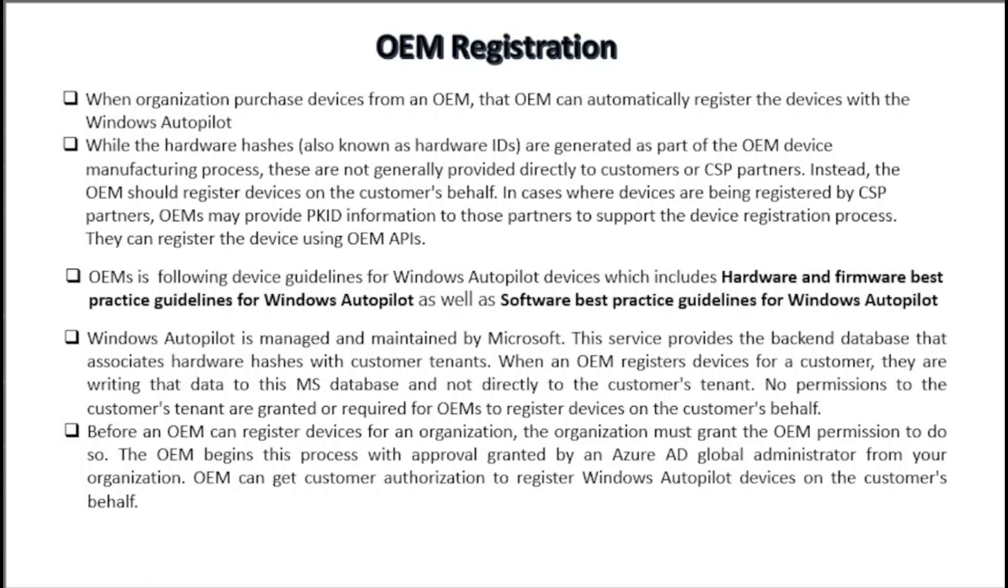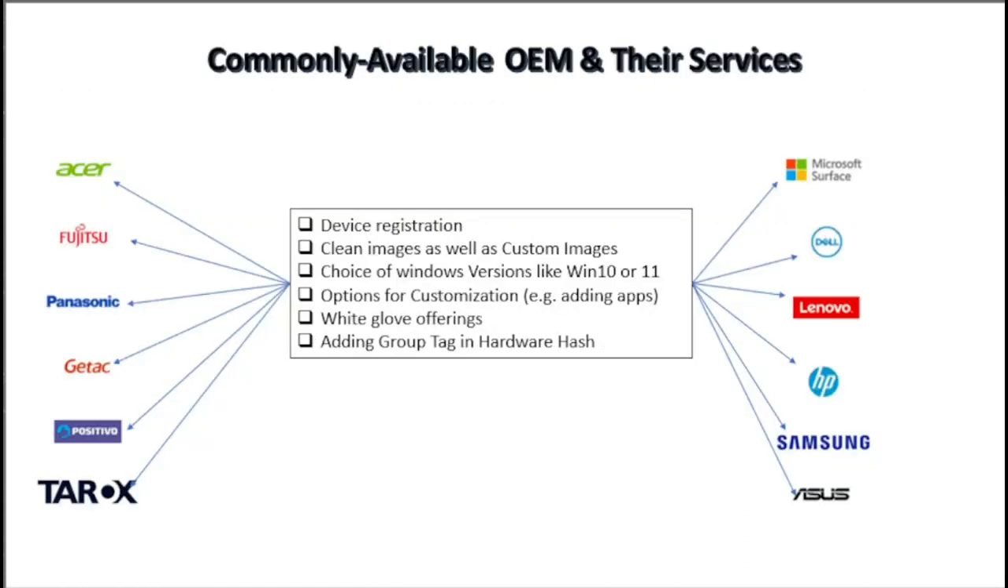Before an OEM can register a device for an organization, the organization must grant the OEM permission to do so. The OEM begins this process with approval granted by an Azure AD global administrator from your organization. The OEM can get customer authorization to register Windows Autopilot devices on behalf of the customer. Now let's talk about the commonly available OEMs and their services.